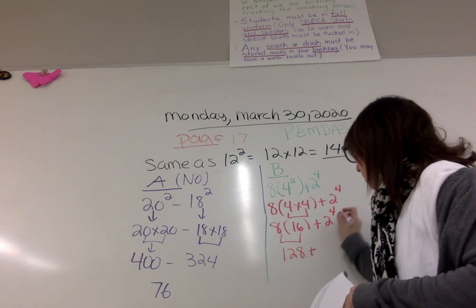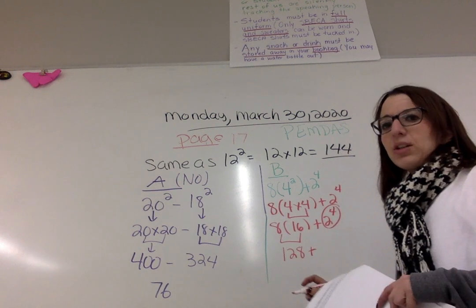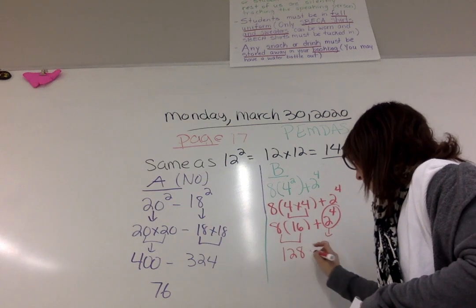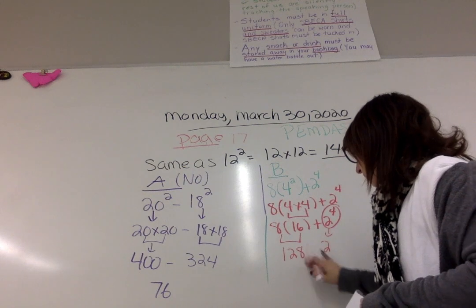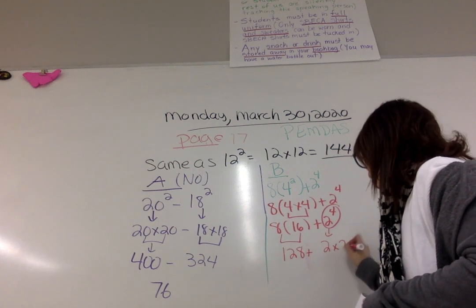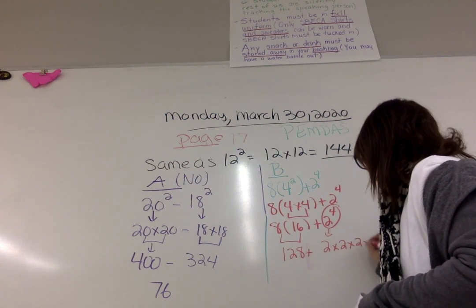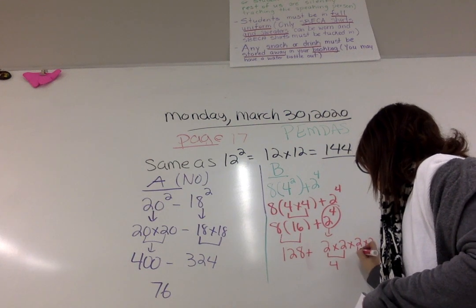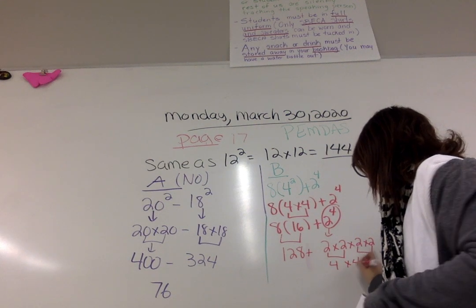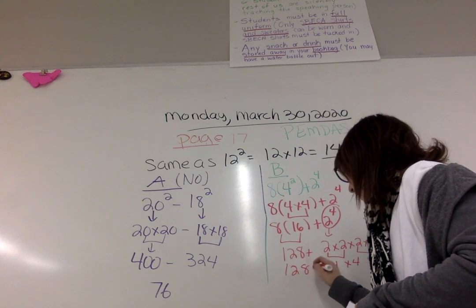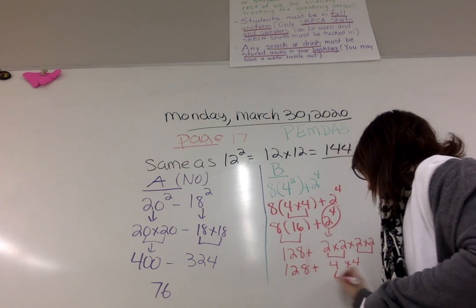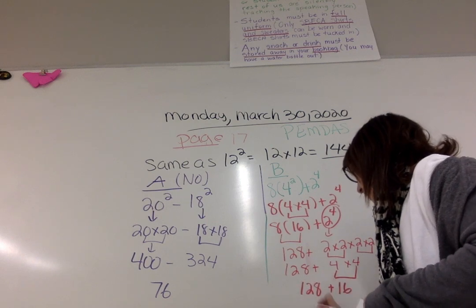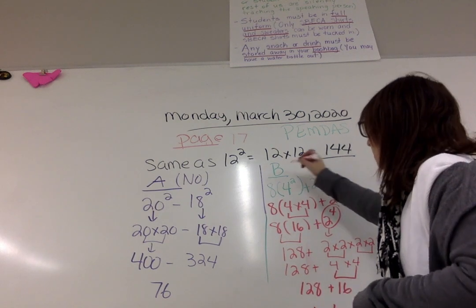Now we're going to add. We're going to simplify 2 to the 4th power. That is the same as 2 times 2 times 2 times 2. 2 times 2 is 4, and 2 times 2 is 4 again. So now this is 128 plus 4 times 4. This gives me 16 plus 128 equals 144. So this is a yes.